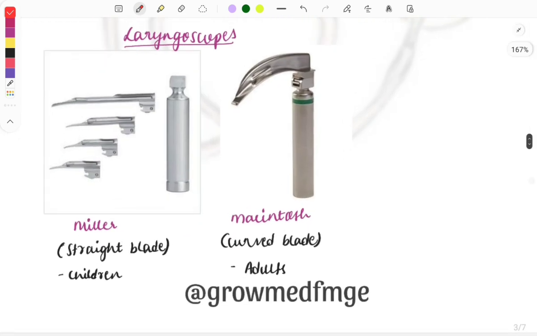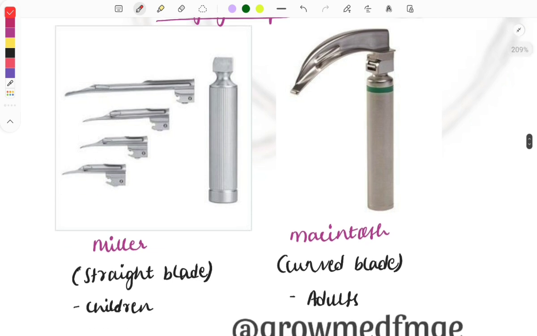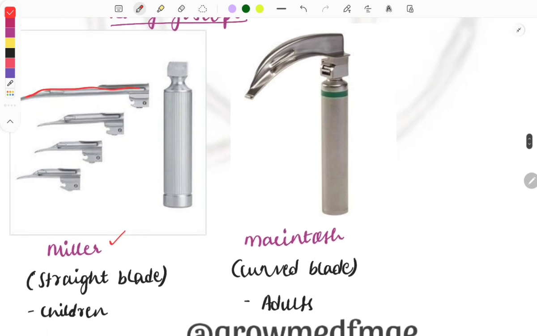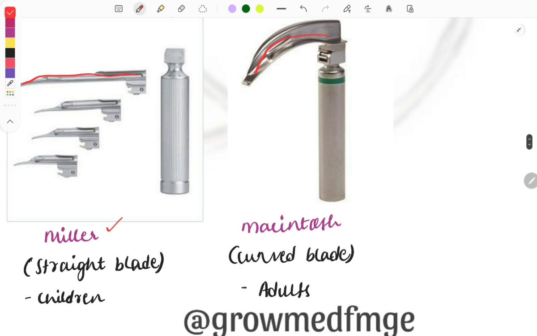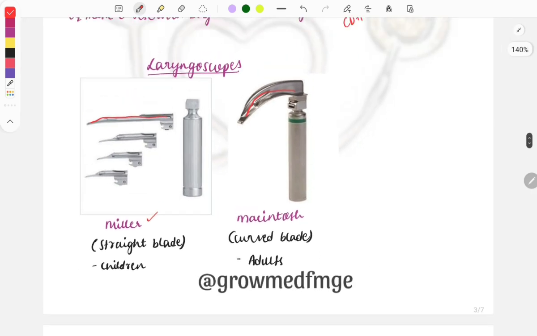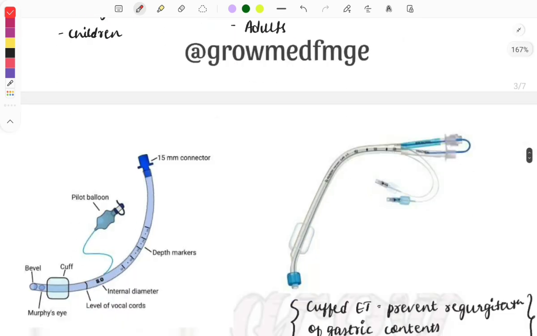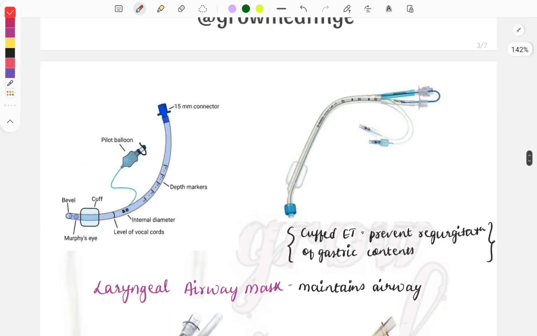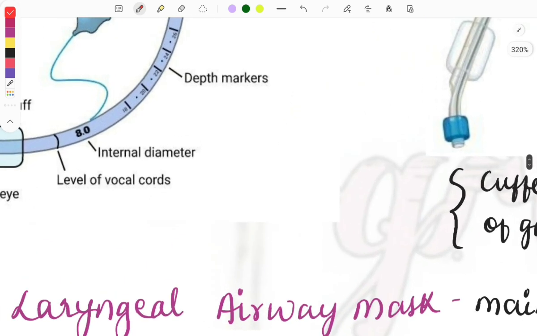Moving on to the laryngoscope. Two types of laryngoscopes we must remember. The first image you can see is the Miller, in which you can appreciate the blades are straight, so it is used mainly in children. And this one is the Macintosh, where the blade is curved and used in adults. So by looking at the blades you can easily differentiate between the laryngoscopes asked in the image.